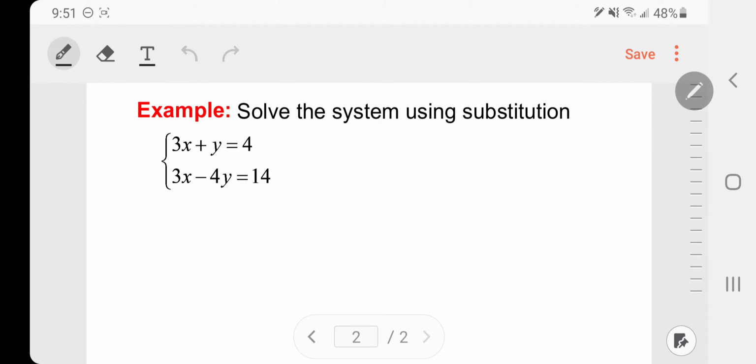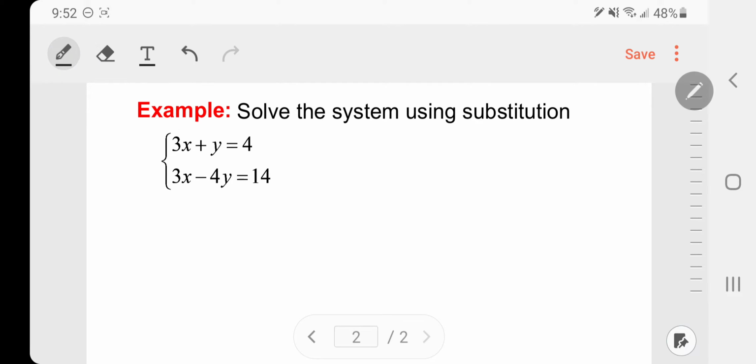Okay, now in this example, we cannot solve for a variable right away, so what we're going to do is look for the one that we can isolate the easiest. I think the best way to go about this is you want to look for the variable that does not have a leading coefficient. What I mean by that is we have a 3x and a negative 4y. Notice how this one does not have a leading coefficient, does not have a number in front of it. So that's the one I'm going to try to get by itself.